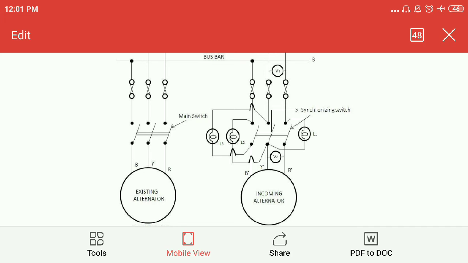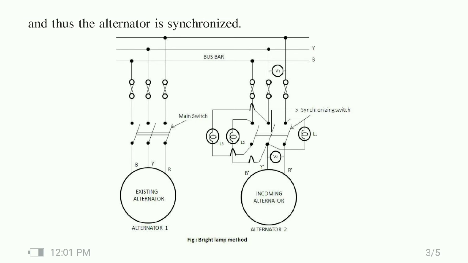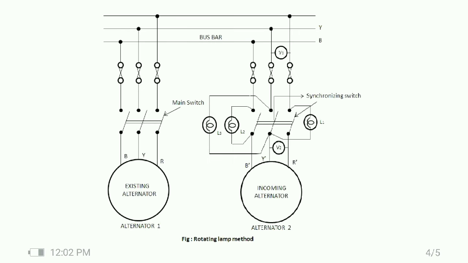And here you have to close the synchronizing switch only when the conditions are satisfied, and only when all the three lamps glow bright. That is the important condition here. You have to close the synchronizing switch. For it, you have to satisfy all the three basic conditions that I have mentioned earlier. Apart from it, all the lamps should glow bright together at the same time. It is the moment at which you have to close the switch.